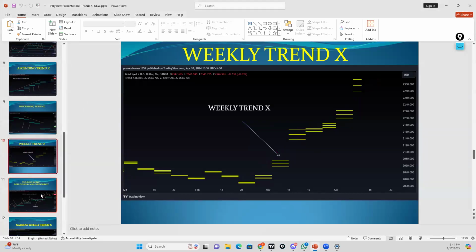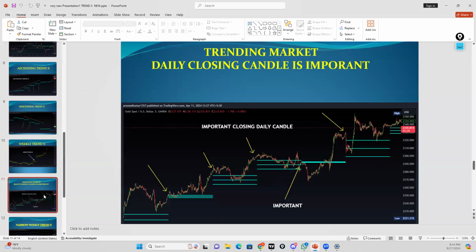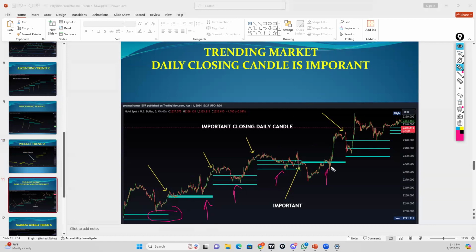All right. So now this is very important to understand. Here we have different trend X. Every day you can see, maybe this is day 1, day 2, day 3, day 4, day 5, day 6, correct? So you can see this is a wide trend X, narrow trend X, wide trend X, wide, here super narrow. You can see the difference between the trend X, correct?